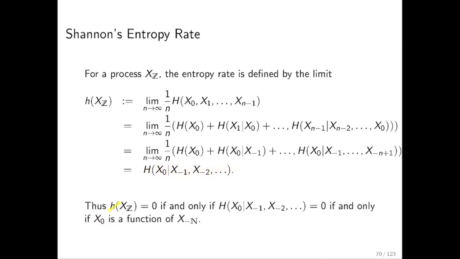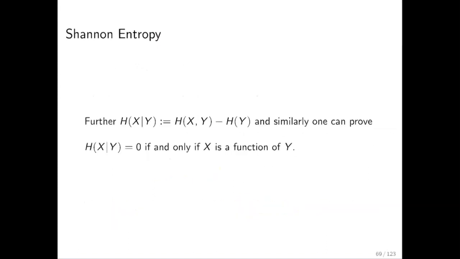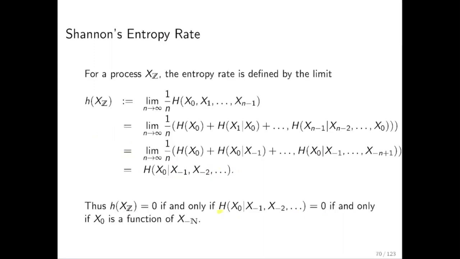So the entropy of the process is equal to 0 if and only if this object that I have defined is equal to 0. And now if you go back to my previous slide where I spoke about this, that means that this is equal to 0 if and only if my X_0 is a measurable function of X_{-n}. My present is a function of the past.